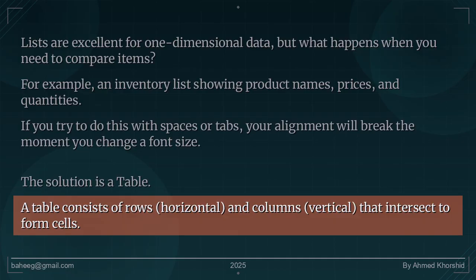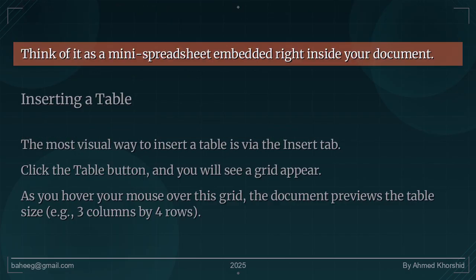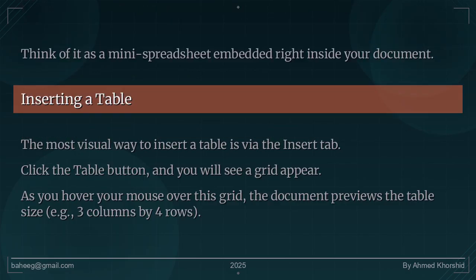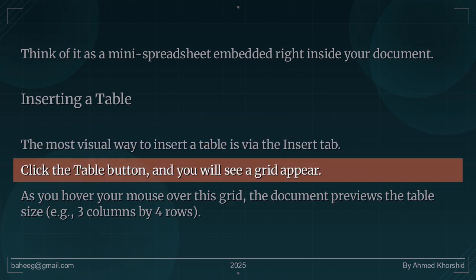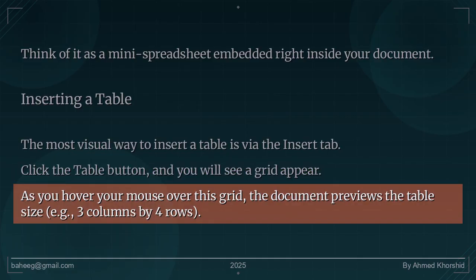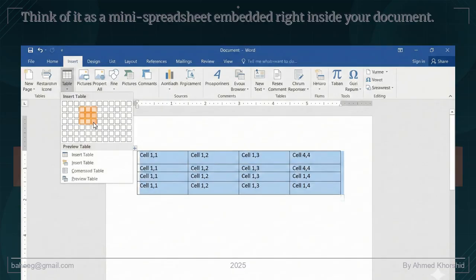A table consists of rows, horizontal, and columns, vertical, that intersect to form cells. Think of it as a mini spreadsheet embedded right inside your document. Inserting a table. The most visual way to insert a table is via the Insert tab. Click the Table button, and you will see a grid appear. As you hover your mouse over this grid, the document previews the table size, e.g., 3 columns by 4 rows.